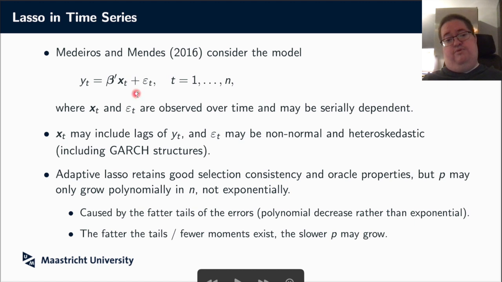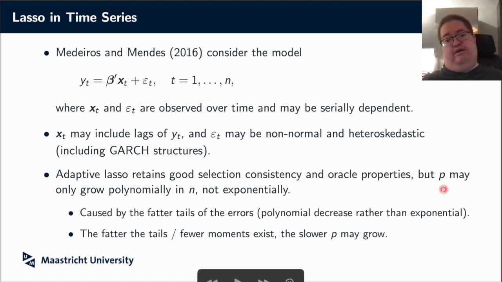So if we move away from normality and we move away from nice distributions which have thin tails, then the effect this has is on how large P may be. In particular, if we don't have exponential decay of the tails, but we have polynomial decay, meaning that not all moments exist, so you have only a limited number of moments of your epsilon, then in that case P may also grow only polynomially rather than almost exponentially.